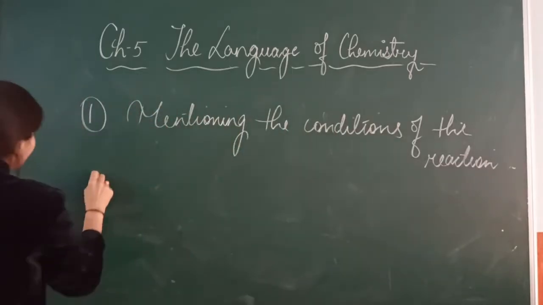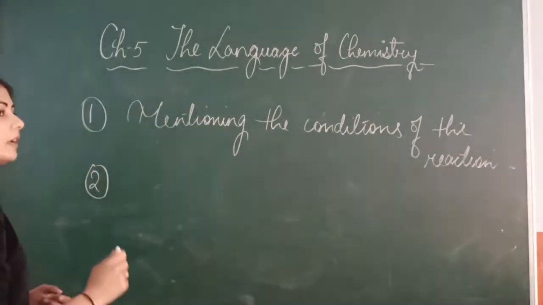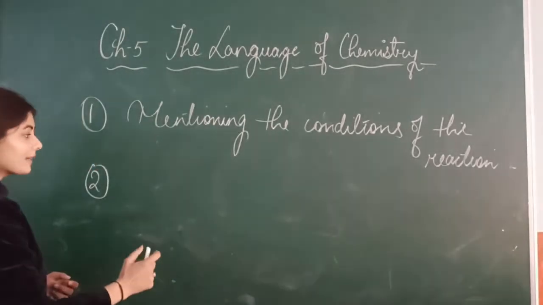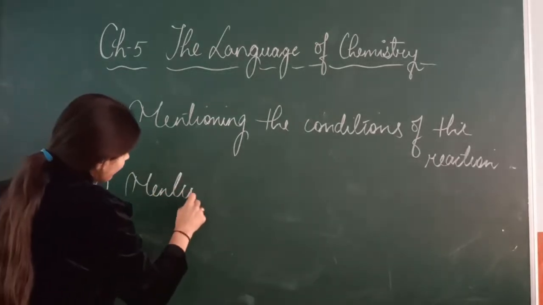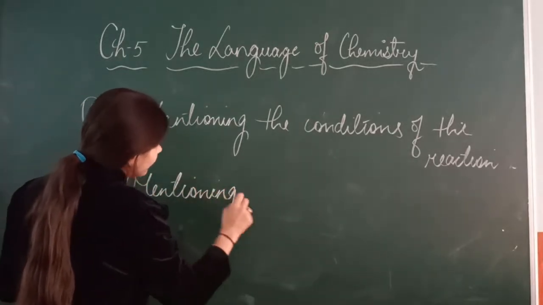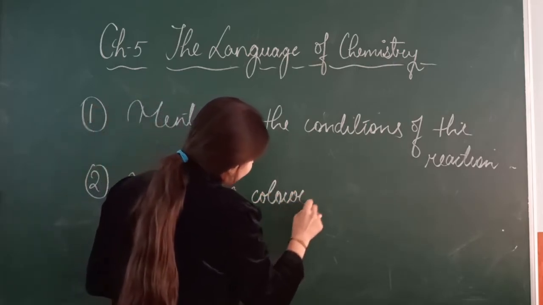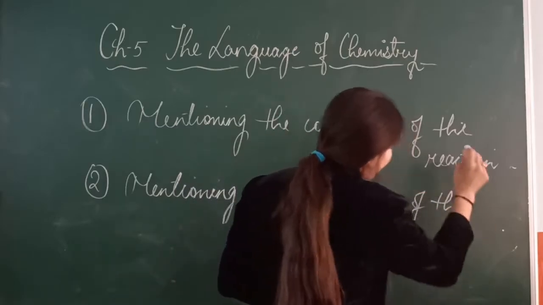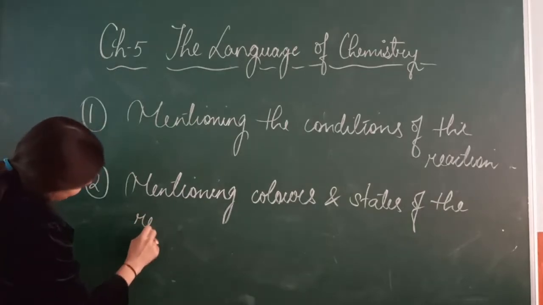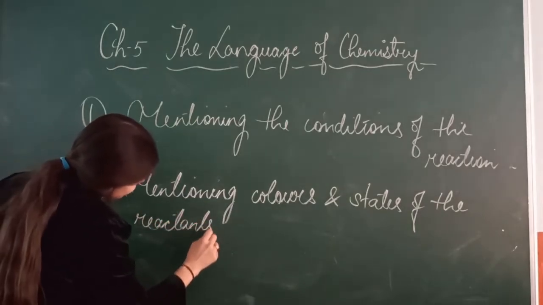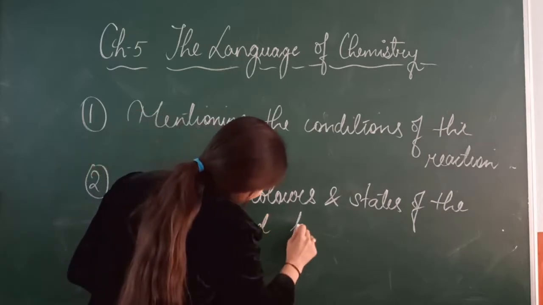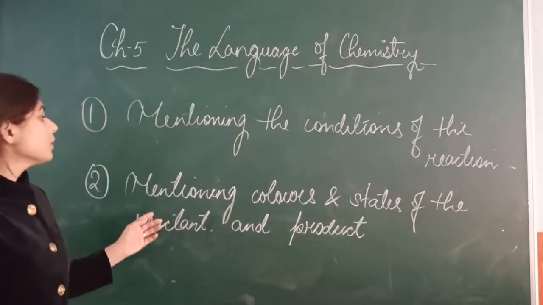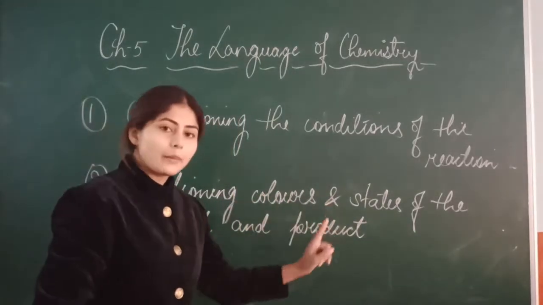The second way to make the chemical reactions more informative is to mention the colors and state of the reactants and products in the chemical reaction.